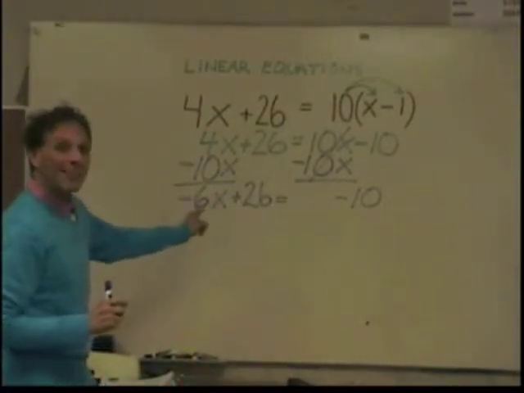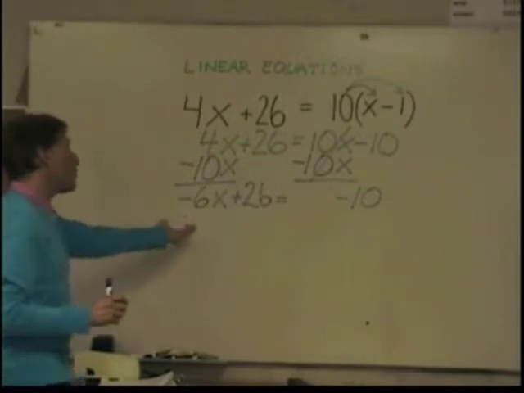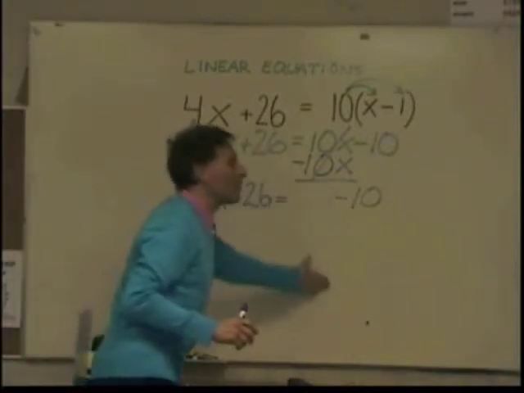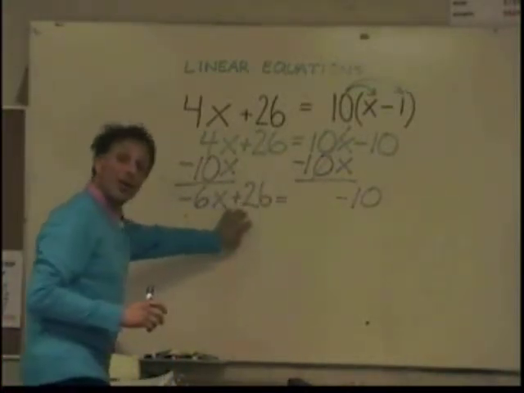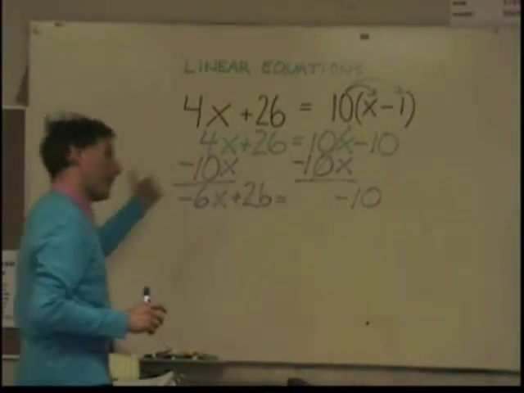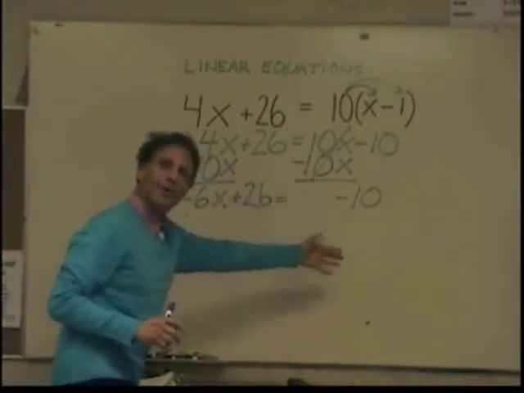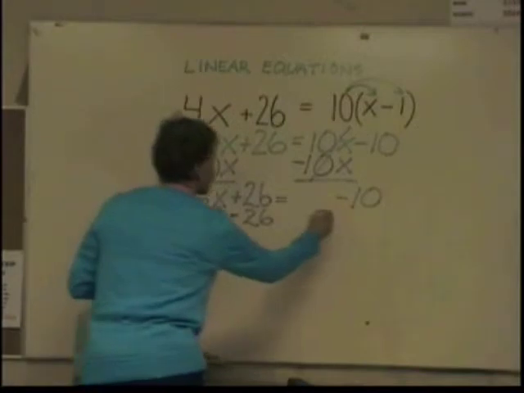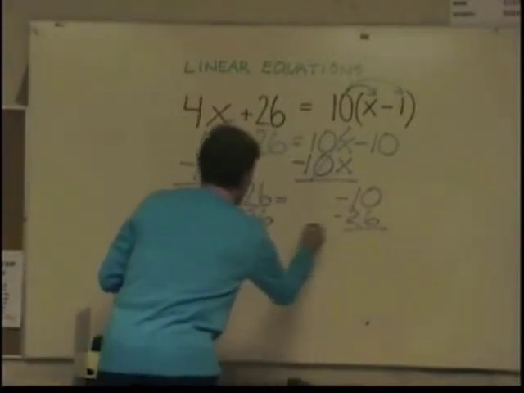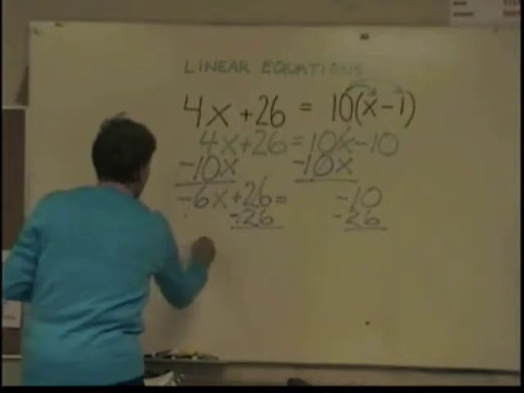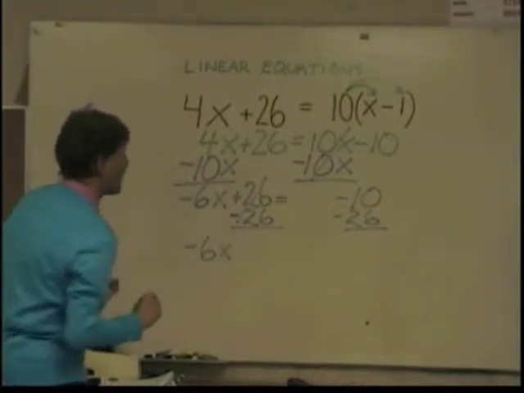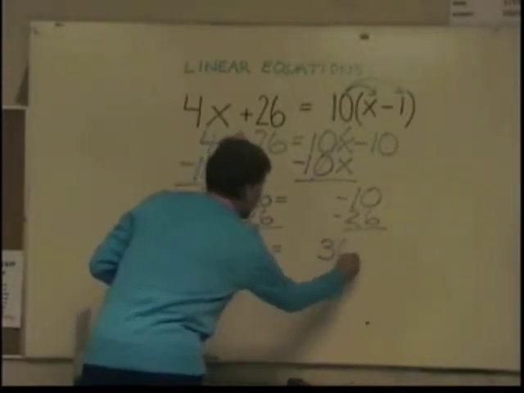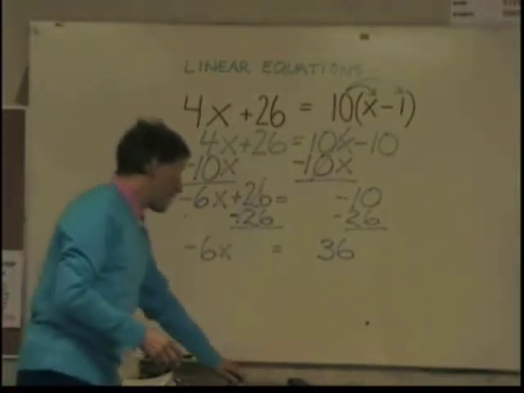Now, I only have one move I can make here. I can't move the 10. I already moved the x's this way. If I move the 10, I have an empty side. You can't do that. So I have to move the regular numbers that way. Since I moved my letter this way, my regular plain number that doesn't have a letter attached goes to the right. I undo the 26, negative 26 on both sides. That cancels. Bring down my negative 6x, and the equals, and negative 10 minus 26, negative 36. Now I have one more thing to do.